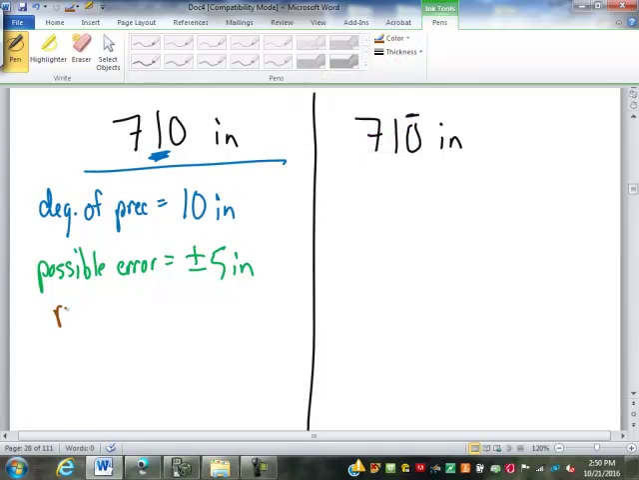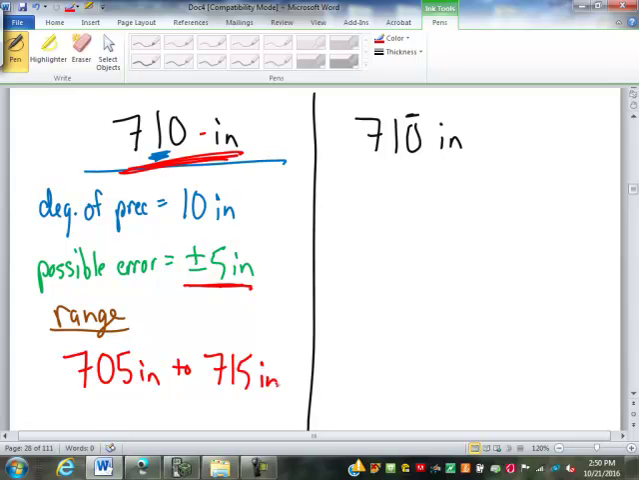Which is implying a range. Remember, how do we find the range? We take our measurement, we subtract the error. What's 710 minus 5? 705, right? To our measurement plus the error. What's 710 plus 5? 715. Very good. So that's implying a range of that, that whatever we measured is somewhere between 705 inches to 715 inches.